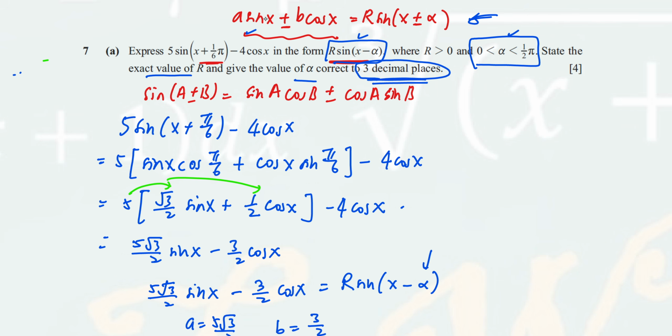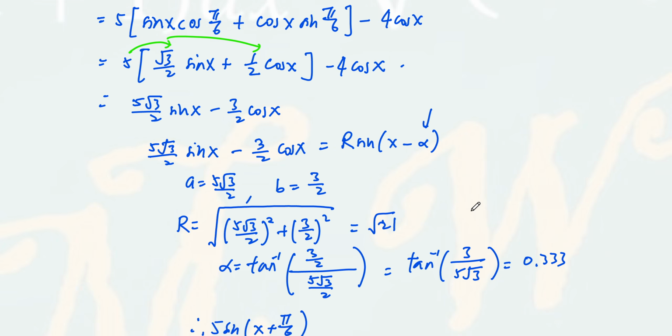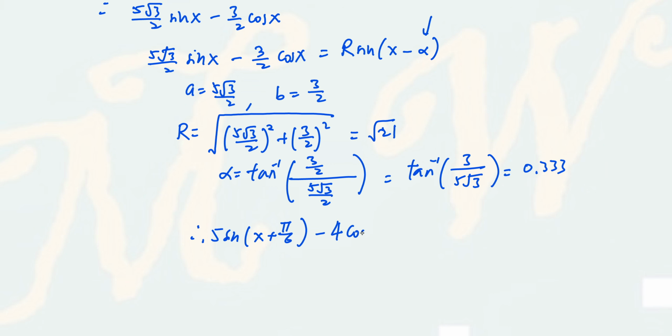Now I will rewrite, because the question is asking to express this in the R sine form. So I will copy the question: 5 sine x plus pi over 6 minus 4 cos x. Then that is going to be, your R is square root 21. Then after that sine, just refer to this form, x minus 0.333. Okay, so done for the first part.